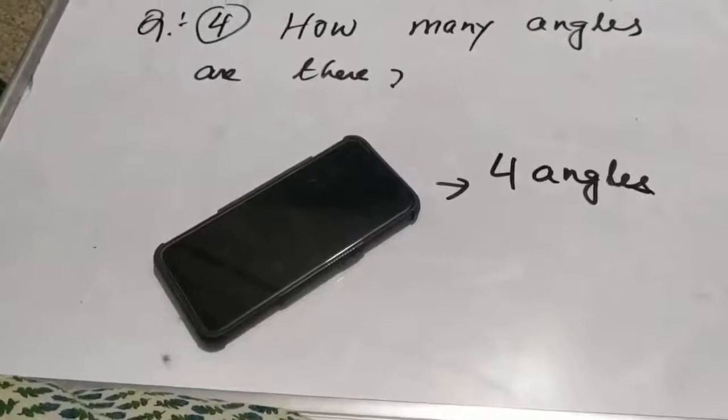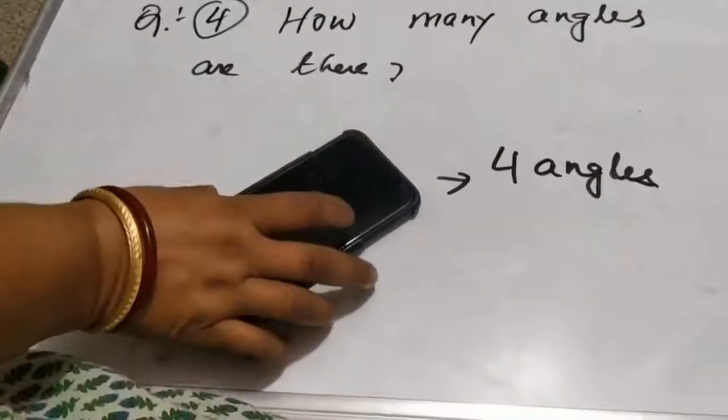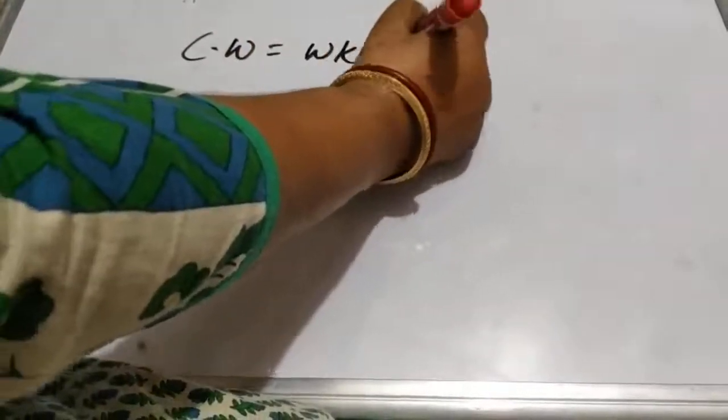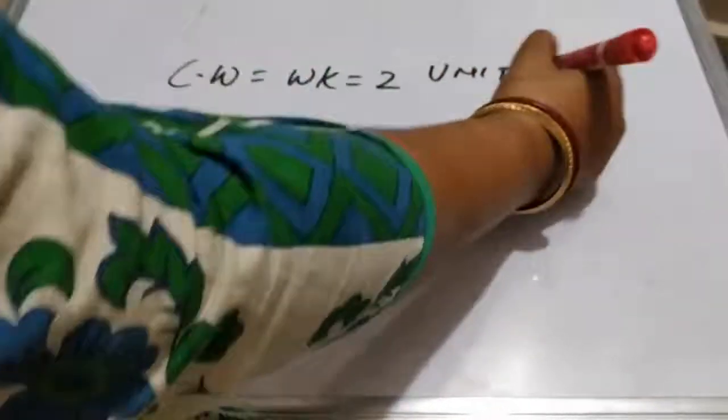So children, what is your C work? Your C work is worksheet number 2, Unit number 12. Okay.